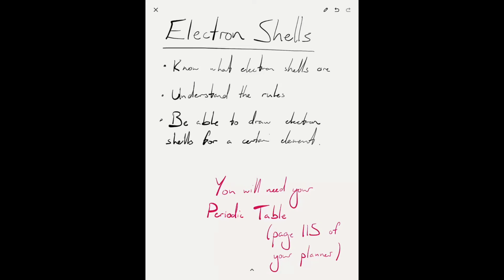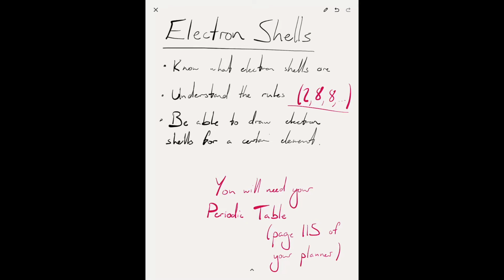Hi Year 9. So today we're going to look at electron shells and understand what they are, the rules for them, that is to say the 2-8-8 rule, and we'll be able to draw them ourselves. So I'm really looking forward to this. I think it's actually quite an interesting part of chemistry, understanding the rules. This simple rule here that I've said, this 2-8-8 rule, which I'll explain more in just a second.